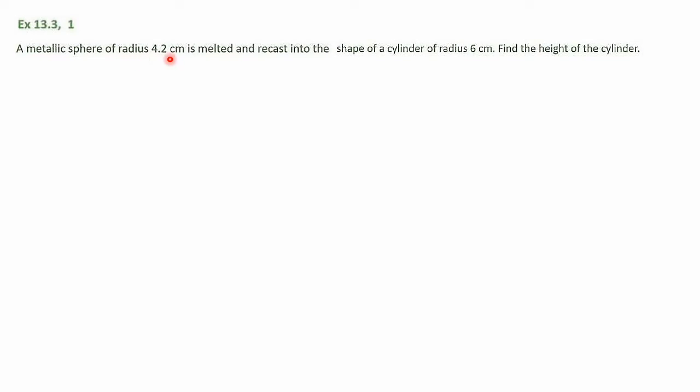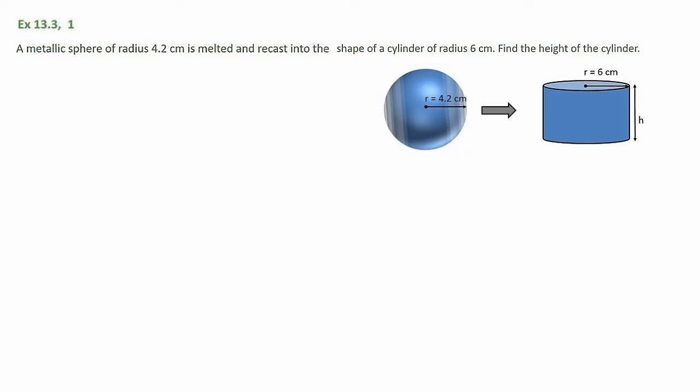Radius of the sphere is given to us, 4.2 centimeter. It is melted and recast. Recast in the sense we are making a new form or new shape, into the shape of a cylinder. The new shape is cylindrical and the radius of the cylinder is given to us, 6 centimeter. We are asked to find the height of the cylinder. So let's visualize the question. There is a metallic spherical shaped sphere with 4.2 centimeter radius, and it is recast into a cylindrical shaped container, and the radius is 6 centimeter and the height is unknown to us. We have to find the value of this h.